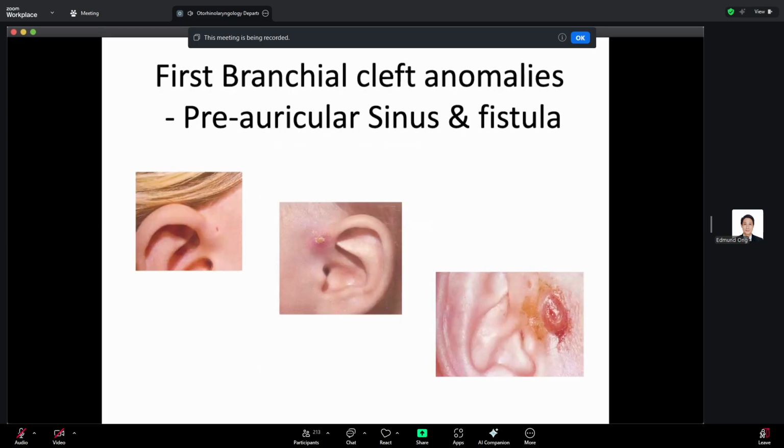Now, I know a lot of you have this also, the preauricular sinus or fistula. This is a congenital problem, a first branchial cleft anomaly. Depending on the sinus, if it's infected, that's the only time we give antibiotics. Some patients have this preauricular sinus that doesn't get infected and doesn't bother them. We don't do anything. However, if it gets infected so often, we suggest to excise the sinus. Okay, next slide.